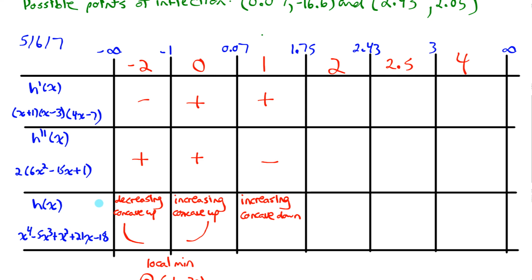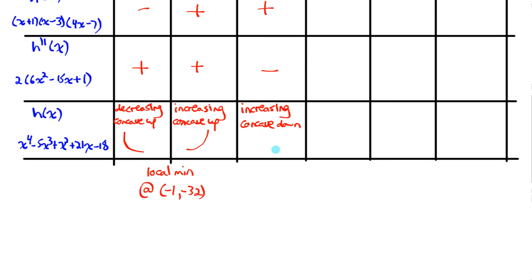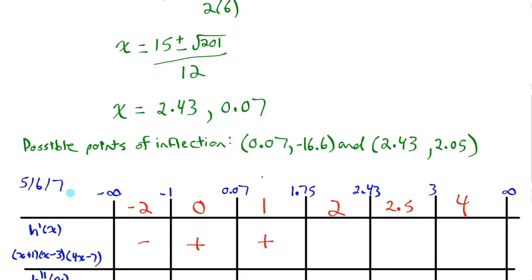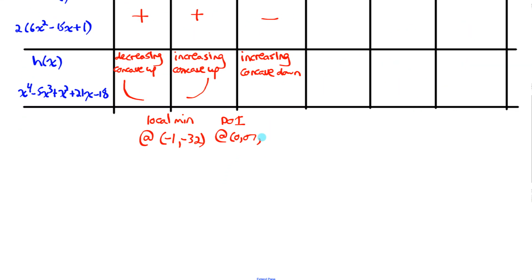Notice there was a change in concavity around this x value of 0.07. That means there's a point of inflection there, at 0.07. And what was the y value that went with that? Well, we've already plugged it into the original earlier, and we got negative 16.6.